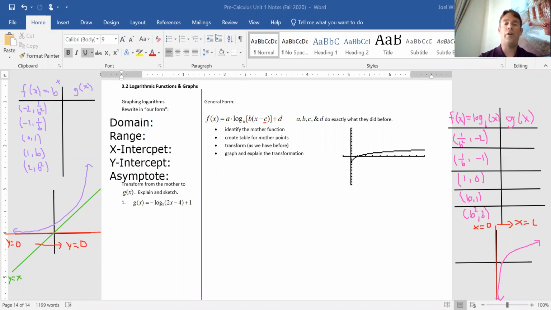So let's try this. To begin with, just like before, we're going to factor out all of our information here. So we're going to take our g of x. Let's factor out that b value. So that negative in front really is -1 times log. I have a base of 3.